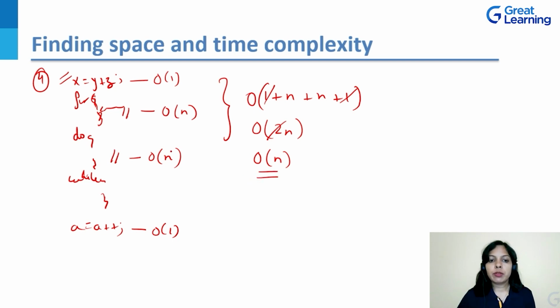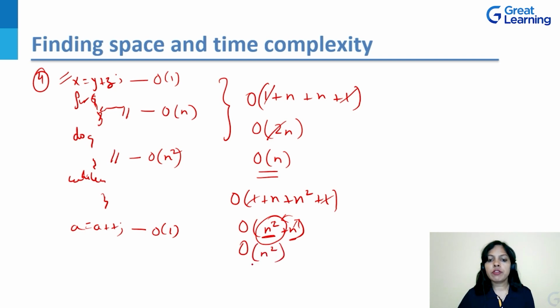Suppose out of this, one of the time complexities would have been O of n square. In that case it will be 1 plus n square plus 1. Constants will again be removed, so it will be n square plus n. Compared to n square, n is a smaller value, so our main focus should be on the bigger values, because this becomes negligible in front of that one. So our total time complexity will be O of n square only.